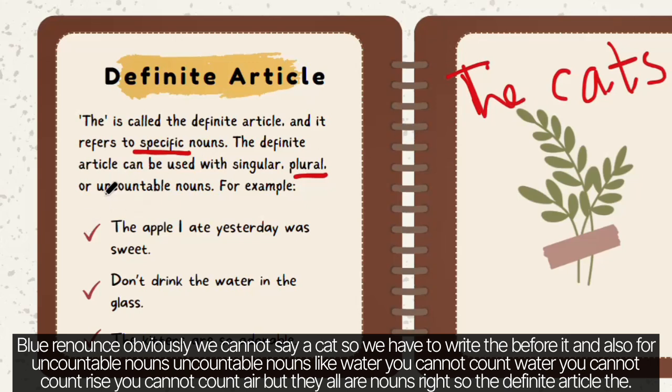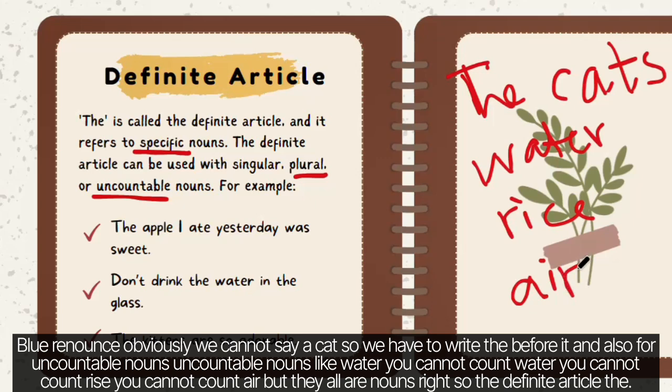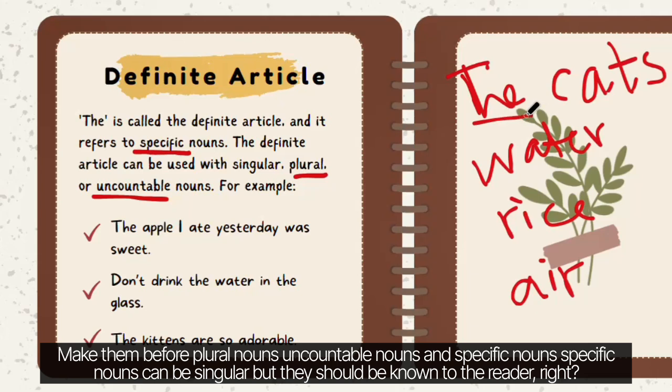And also for uncountable nouns. Uncountable nouns like water, you cannot count water, you cannot count rice, you cannot count air, but they all are nouns, right? So the definite article the may come before plural nouns, uncountable nouns, and specific nouns. Specific nouns can be singular, but they should be known to the reader, right?